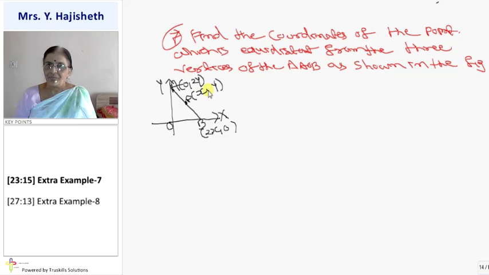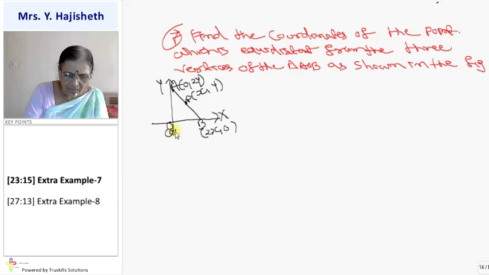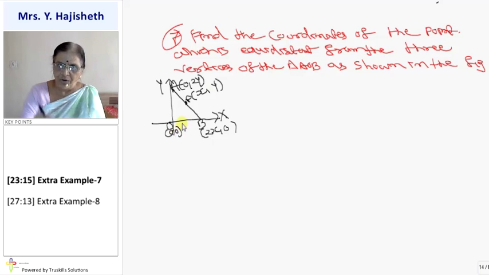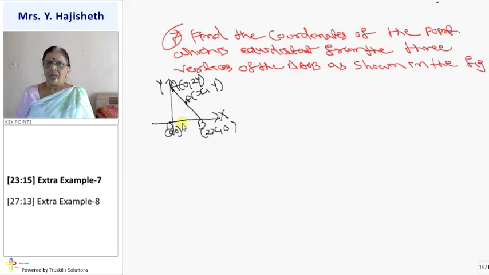Answer: the coordinates of the point which are equidistant from the three vertices of triangle AOB as shown in the figure are P(x, y). It is a midpoint. The coordinates of A are given 0, 2y, coordinates of B are given 2x, 0, O is 0, 0. And you are asked to find out a point which is equidistant from O, A and B, and that is the midpoint of the hypotenuse.